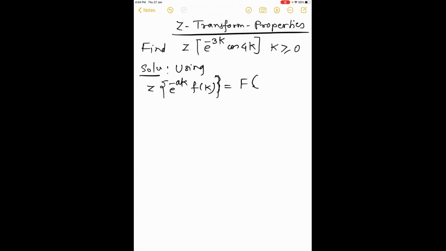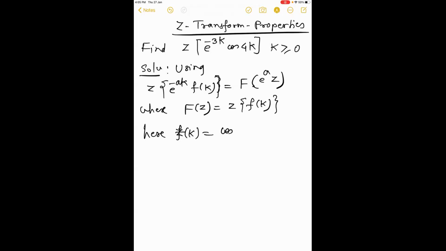F of e raised to a into z. Yes, e raised to a multiplied by z, where capital F of z is the Z transform of f of k. That should be known. So here, f of k is equal to cos of 4k, and e raised to minus ak is e raised to minus 3k.